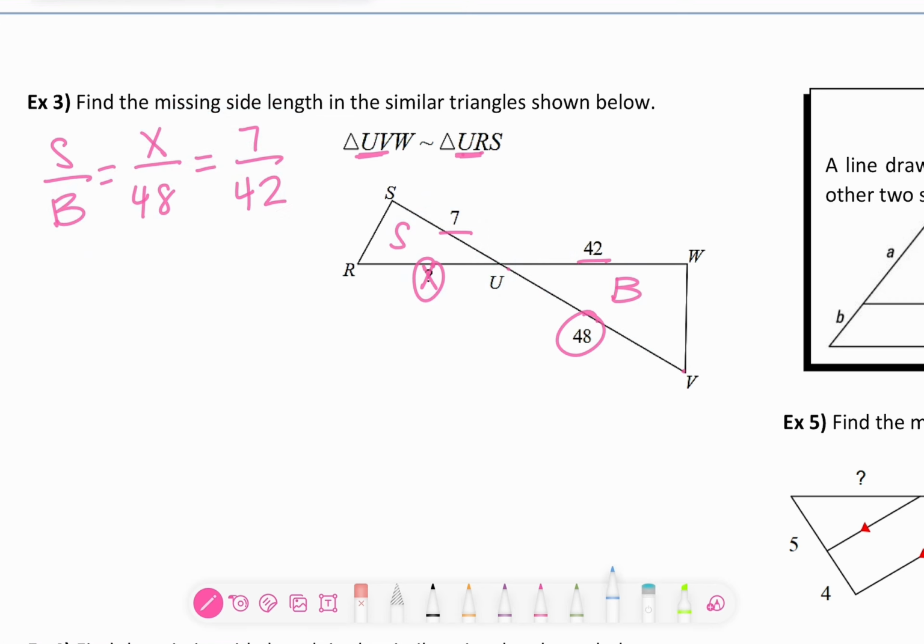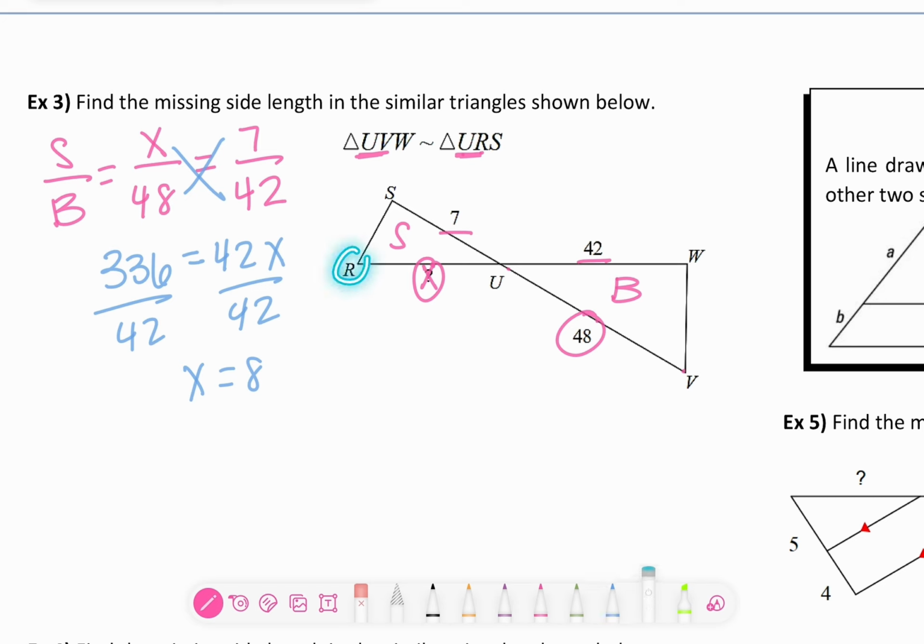Cross multiply and solve. So we have 48 times 7, which is 336, equal to 42x. Divide both sides by 42, and we end up with 8. So x is 8, but it's not really x. Remember, it is this length from R to U, so we'll use RU. RU equals 8.